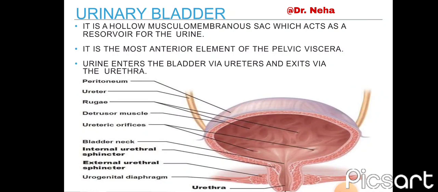Here I would like to discuss the anatomy of the urinary bladder. It is a hollow muscular membranous structure which acts as a reservoir of urine. It is the most anterior element in the pelvic viscera. Urine enters the bladder via the ureters and exits via the urethra.